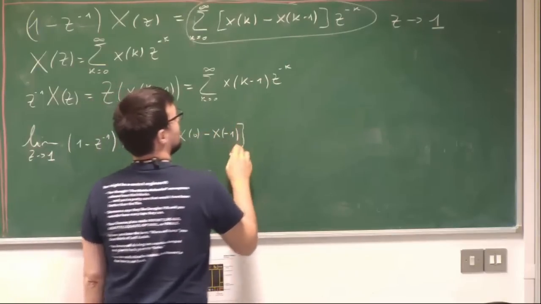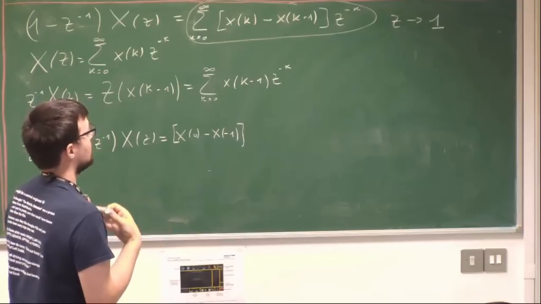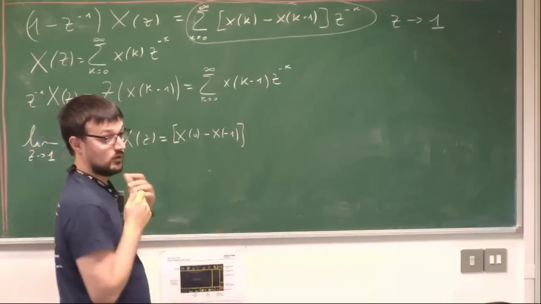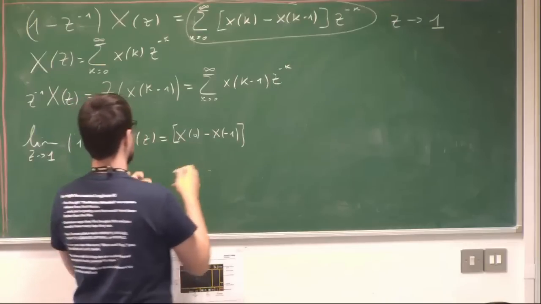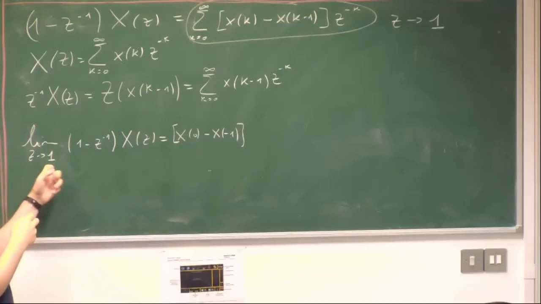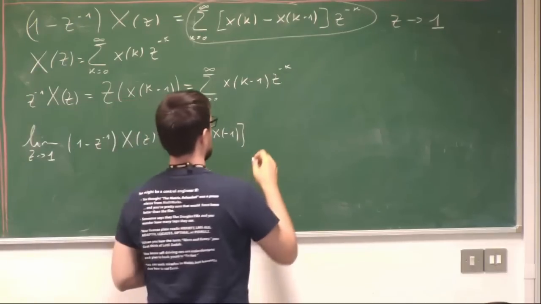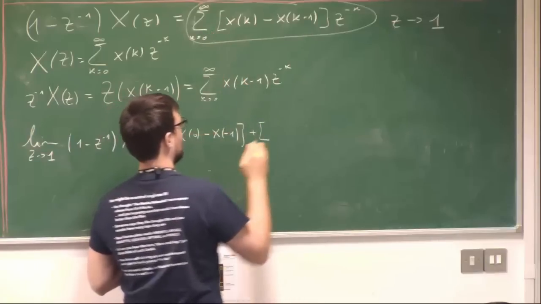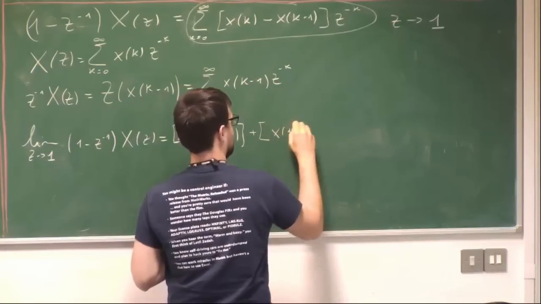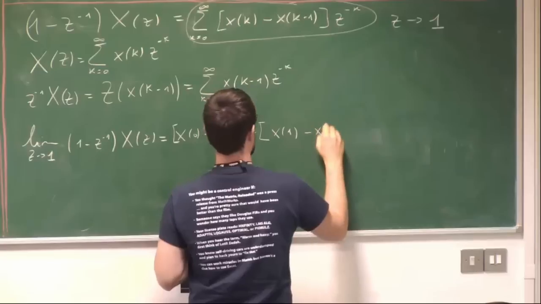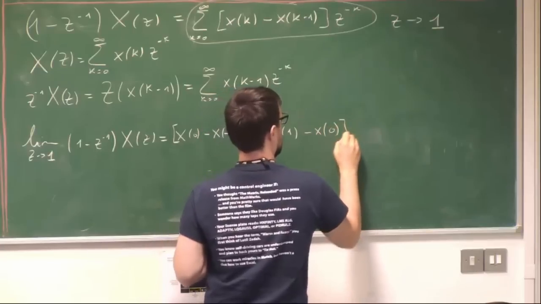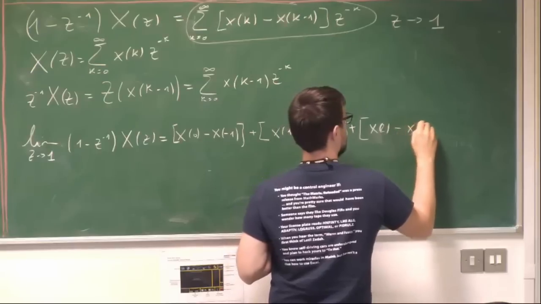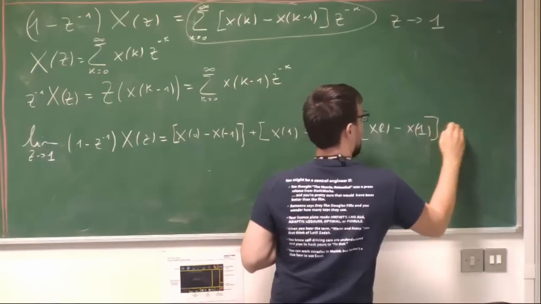This multiplies z to the power 0, but z is actually 1 for all values of k in this case, because it is the limit with z that goes to 1. So it's just this term, and then plus, the second term when k is equal to 1 is x of 1 minus x of 0, and then x of 2 minus x of 1, and so on.